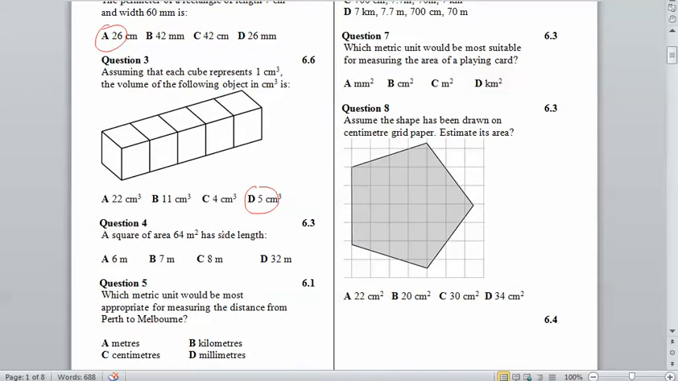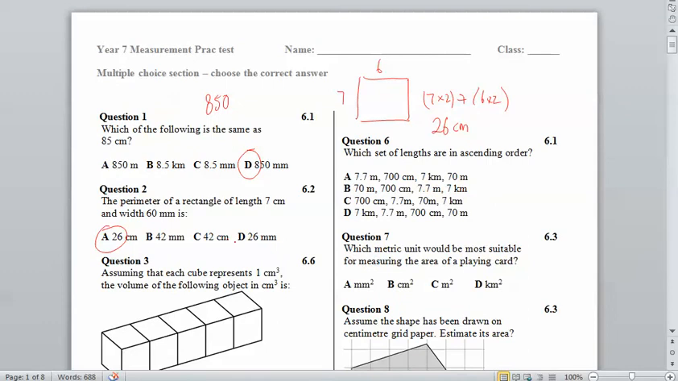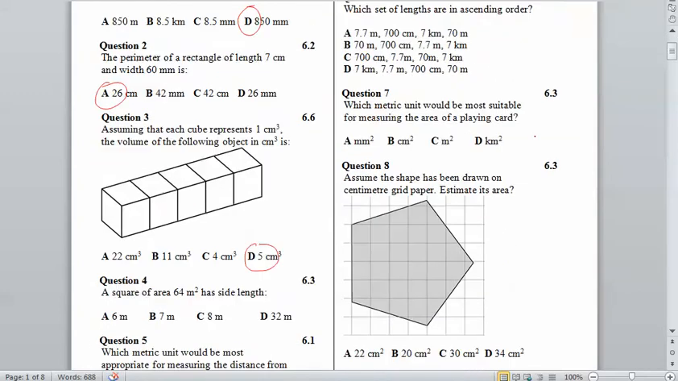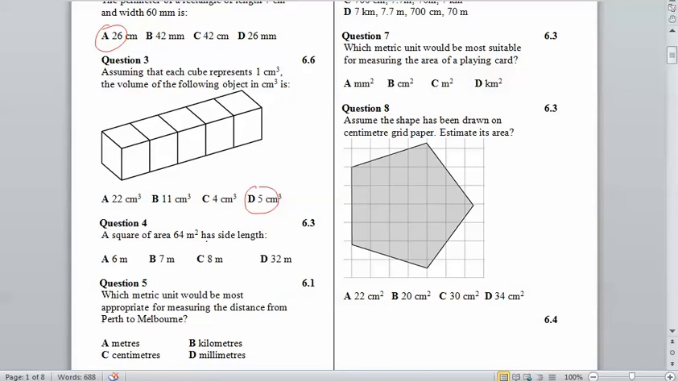Area of a square, 64 metres. Well, area of a square, it's just like area of a rectangle, except there's no length and width. They're all the same. Otherwise, it wouldn't be a square. So we've got an area of 64 metres squared. That means what squared is 64? 8. So the answer is 8 metres. Hands up if you got that right. 8 metres squared. Oh, sorry, 8 metres.